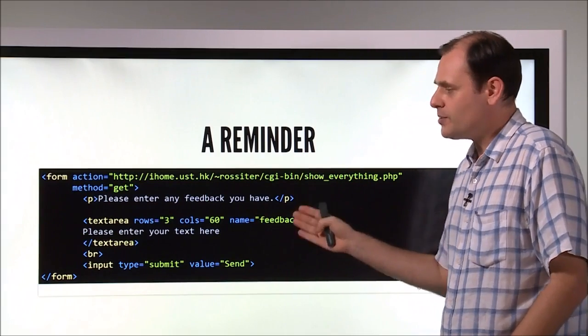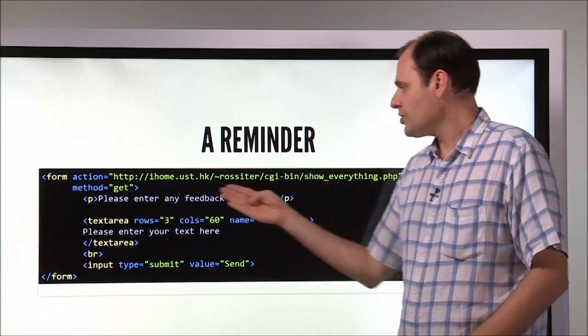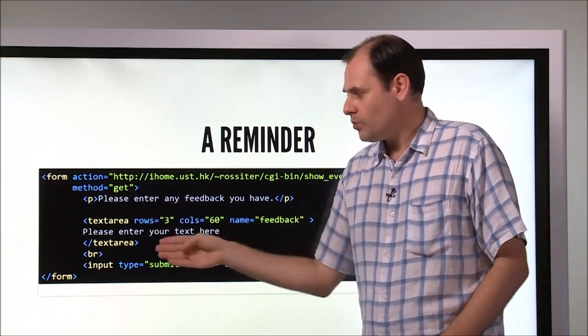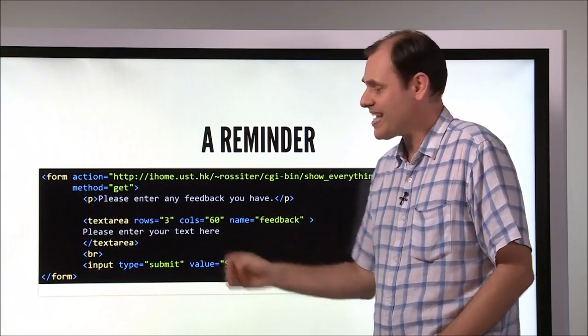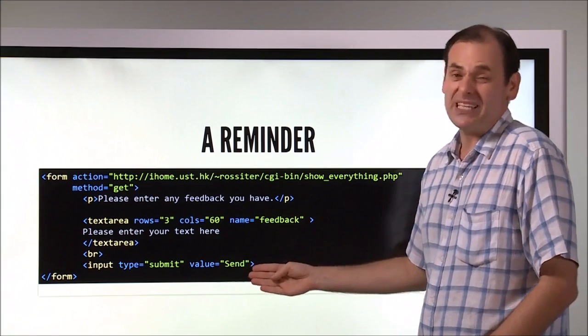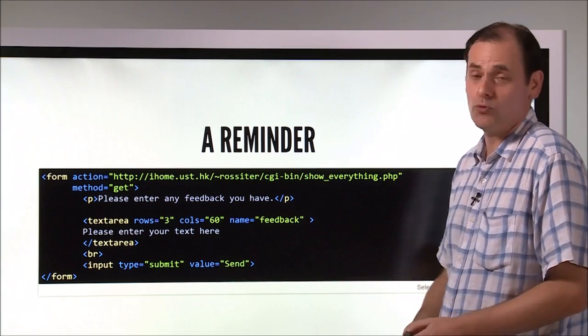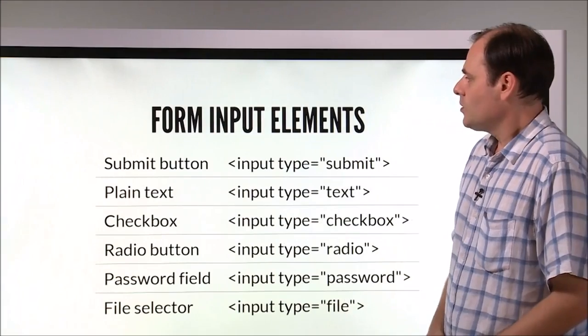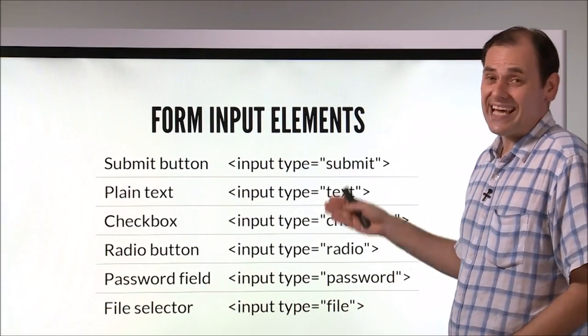Well, we know that this is a typical form. We have an action, we have a method, we have some kind of input, such as a text area, and we have another important element, which is the submit button. That's a typical kind of form right there. What else can we do? Well, we can do all these extra things.